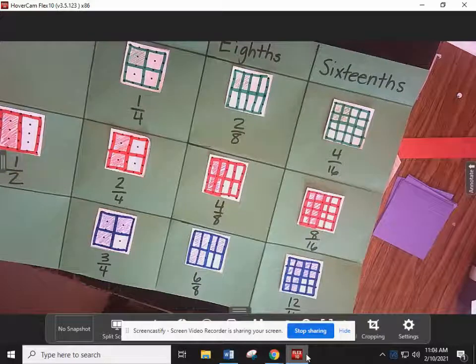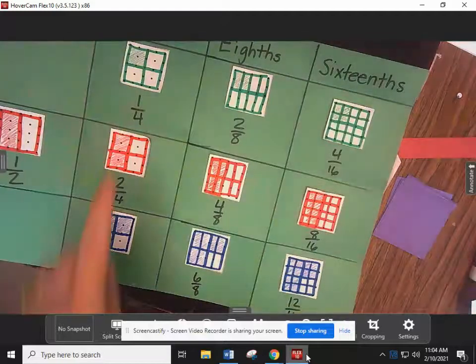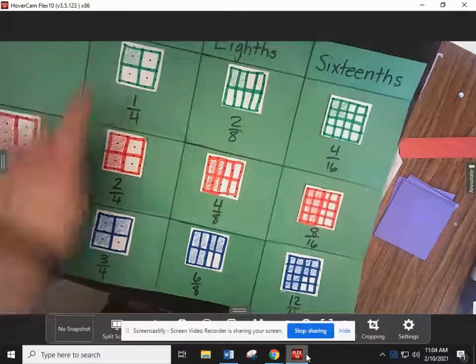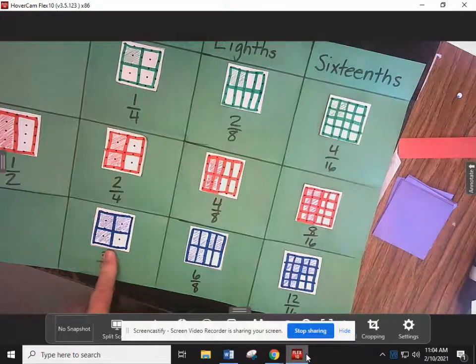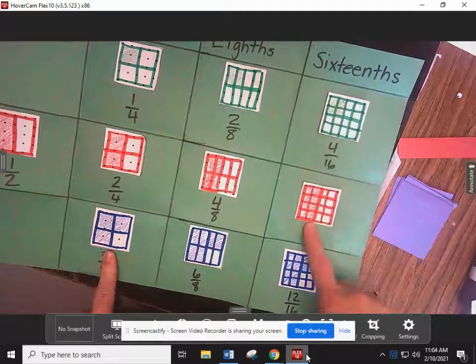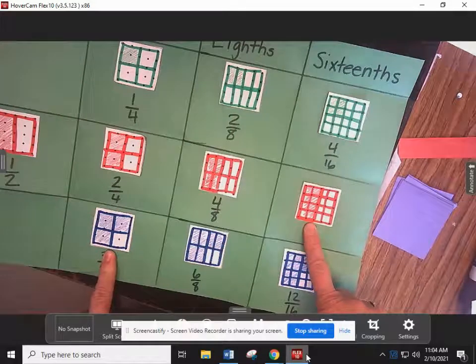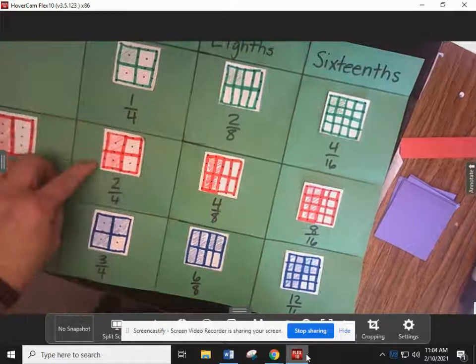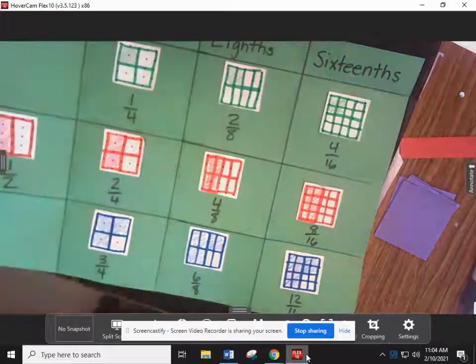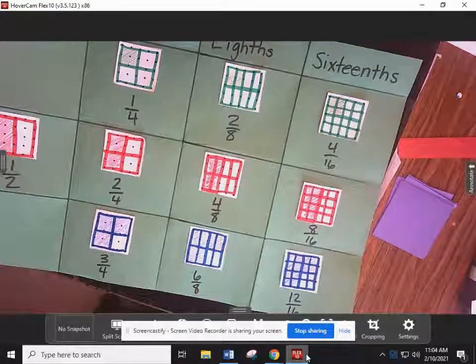David? 1/4, because if you start off with the 3/4, there's 3 boxes filled in, and if you're minusing 8/16, that's basically 1/2. So then it would be 3/4 minus 1/2, and now it'll leave you with 1/4. Okay. So a lot of people are understanding how you move these around.